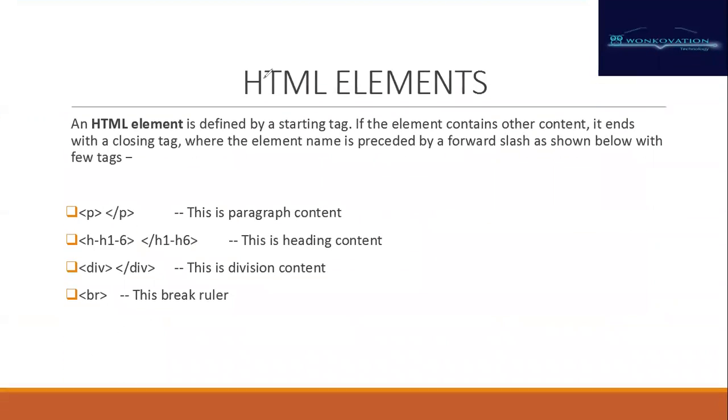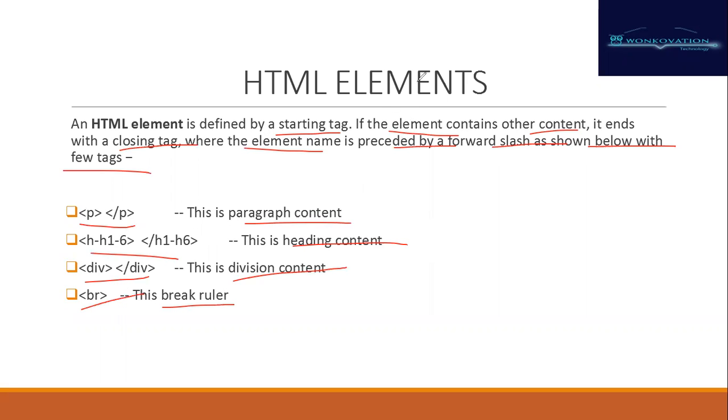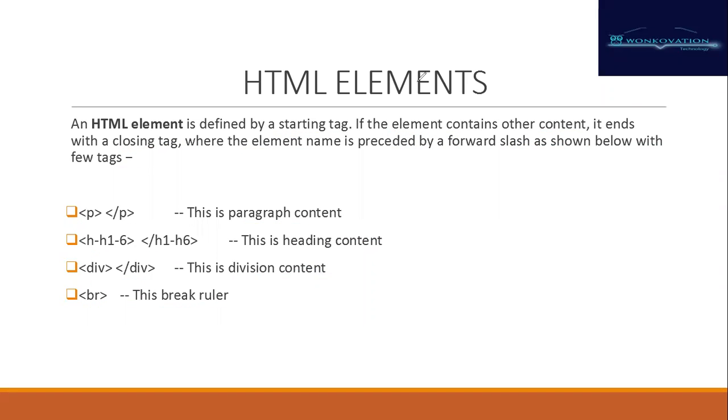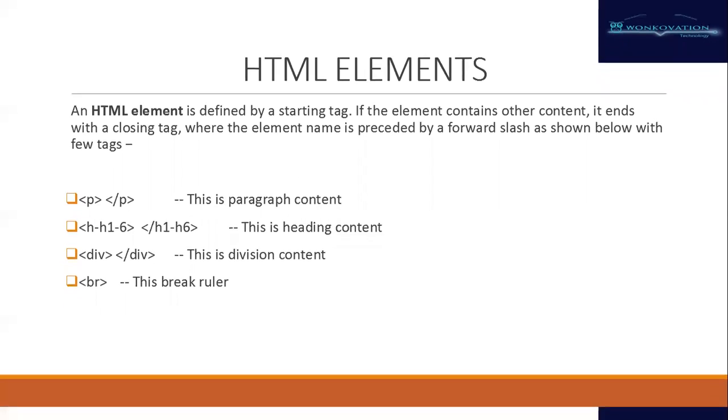Now, coming to the HTML elements, an HTML element is defined by a starting tag, the element contains some content, and in the end it is the closing tag, where the element's name is preceded by a forward slash. Below are a few tags. See, there is the p tag, which is the paragraph tag, then the h tag, which is a heading tag, which contains the heading. Then there is a divisional tag. We will see what a divisional tag is. And br stands for break ruler, and it is inserted when we want to break the line.